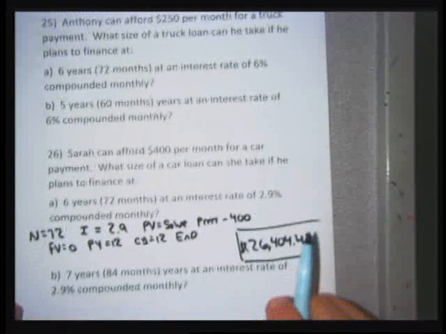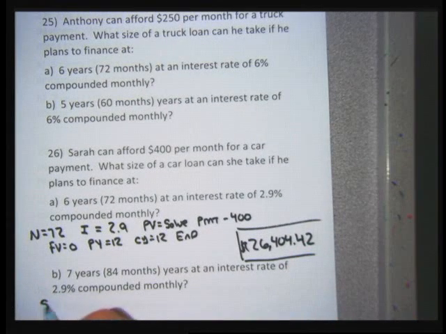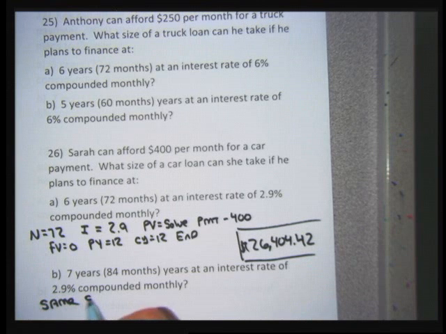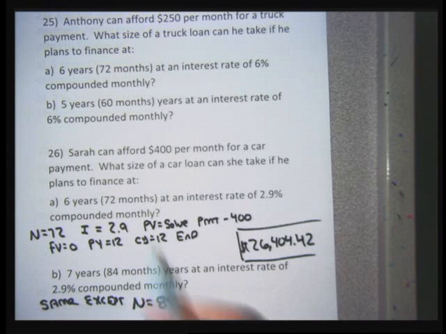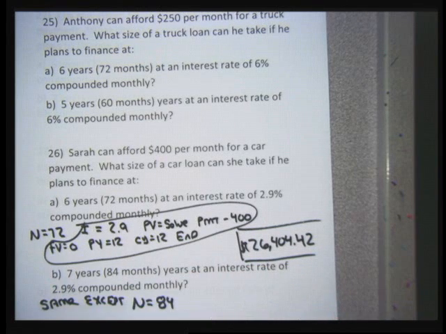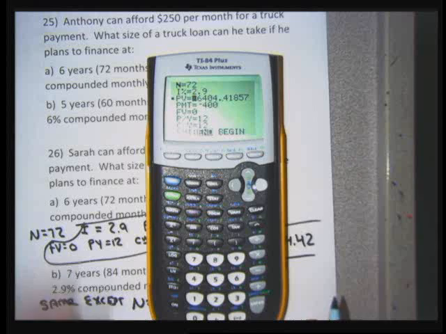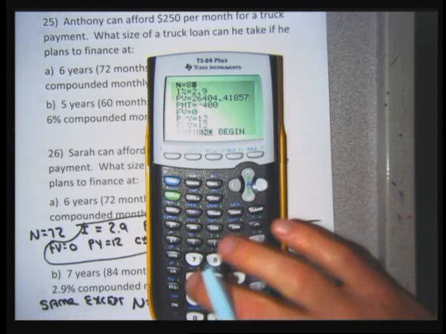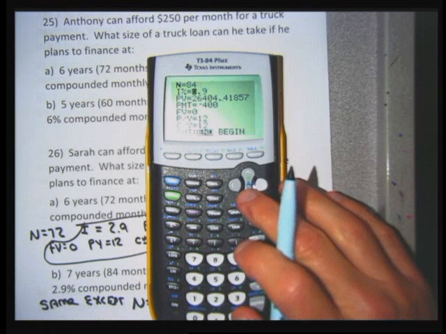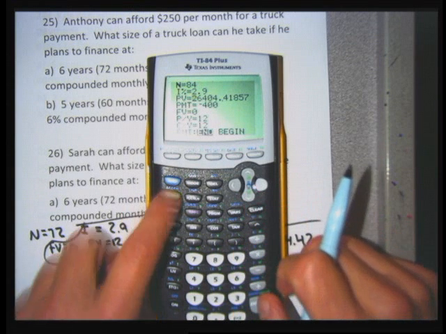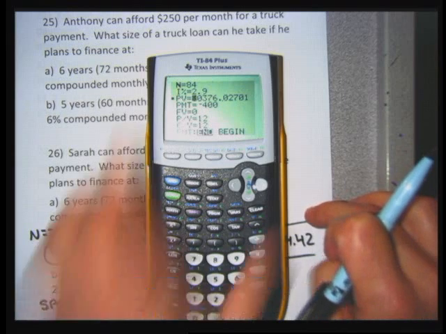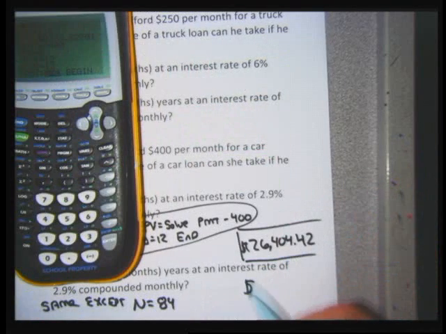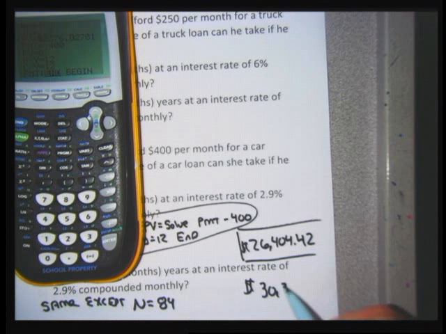To do part B, it's going to be the same, except the N now is going to be bumped up to 84, and so all this stuff is going to be the same. And when I go to do this on my calculator, that means all I need to do is change the N. So I'm going to go to my calculator, change the N to 84. I'm adding another year's worth of payments, so it's going to add something to that $26,000, and it goes to $30,376.03, I think.